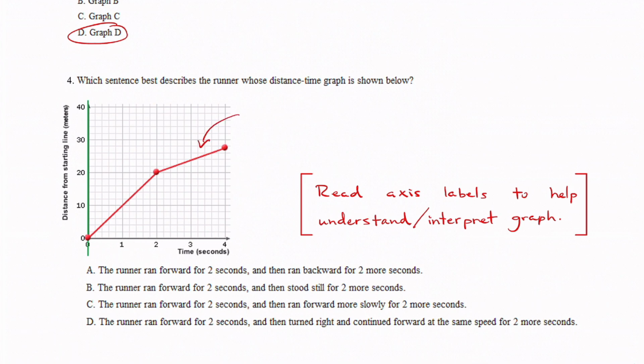So because this one is less steep, that means that we are not moving as fast. So let's write that. So we have reduced our speed. So let's read through these options and see which one best describes our runner.